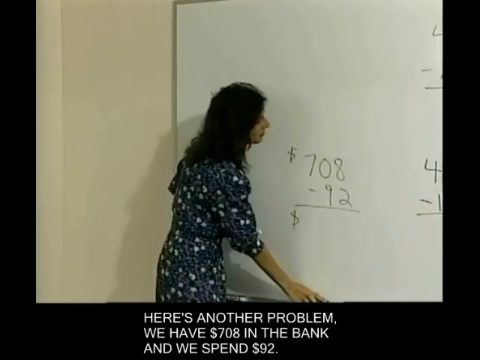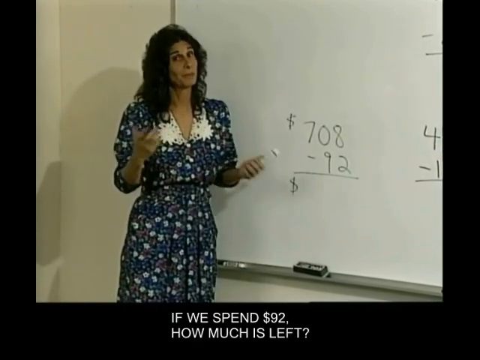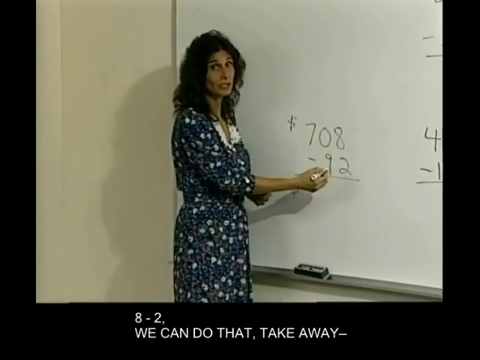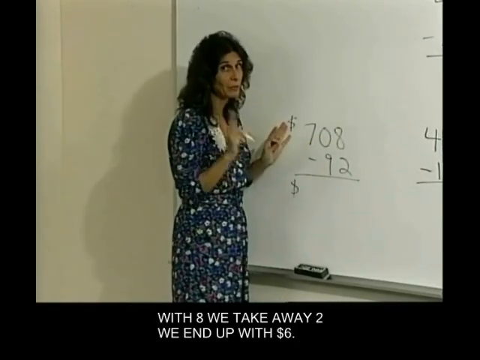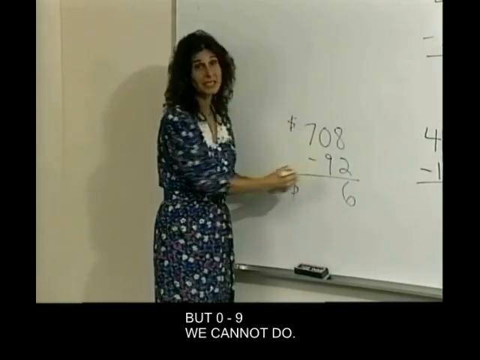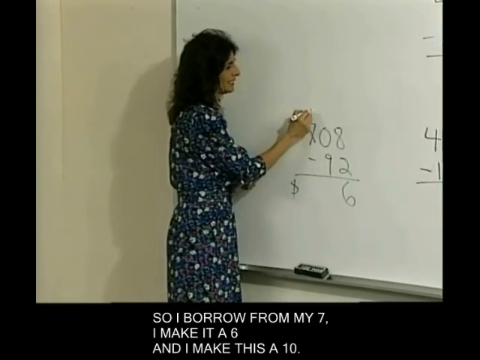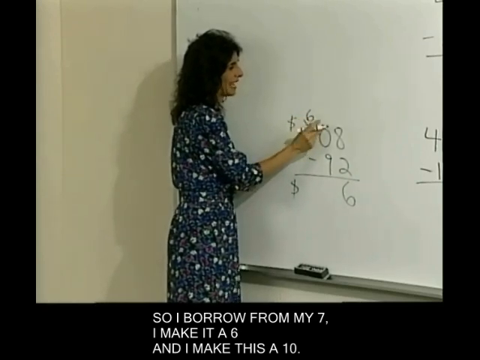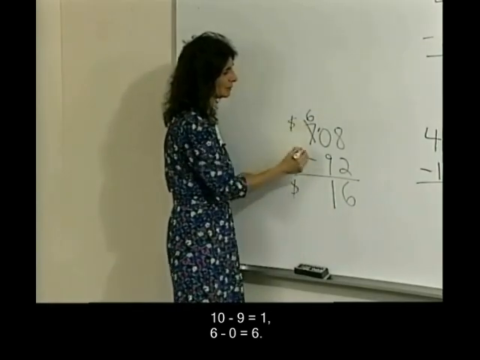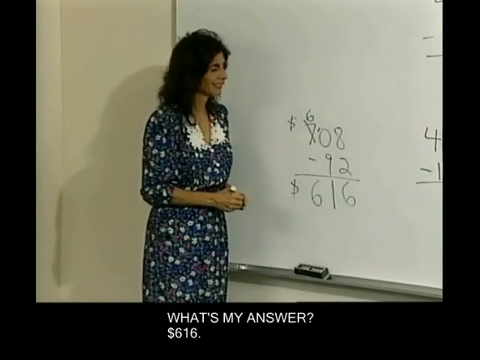Sure. I add my 9 to 579, and I will get 588. Here's another problem. We have $708 in the bank, and we spend $92. If we spend $92, how much is left? 8 minus 2, we can do that, huh? Take away, we have 8, we take away 2, we end up with $6. But 0 minus 9 we cannot do. So I borrow from my 7, I make it a 6, and I make this a 10. 10 minus 9 is 1. 6 minus 0 is 6. What's my answer? $616.